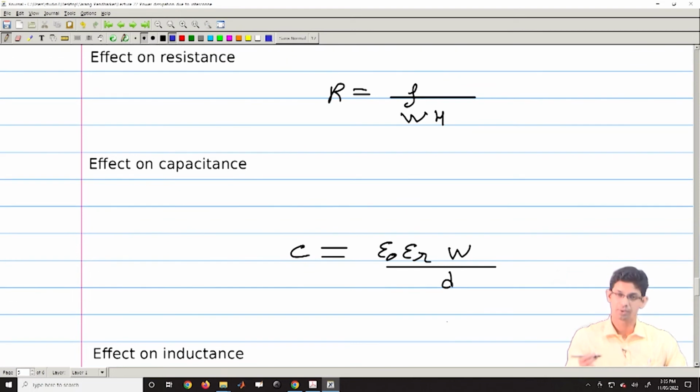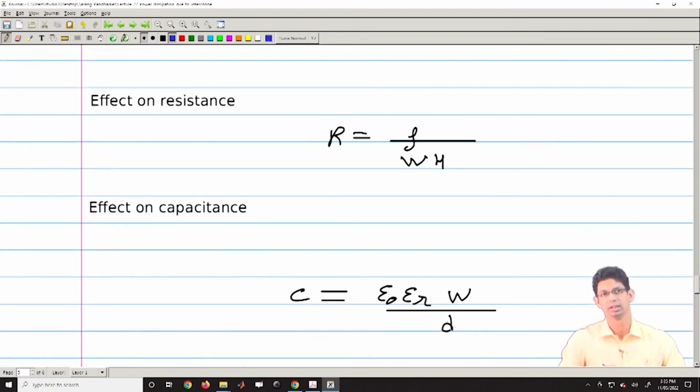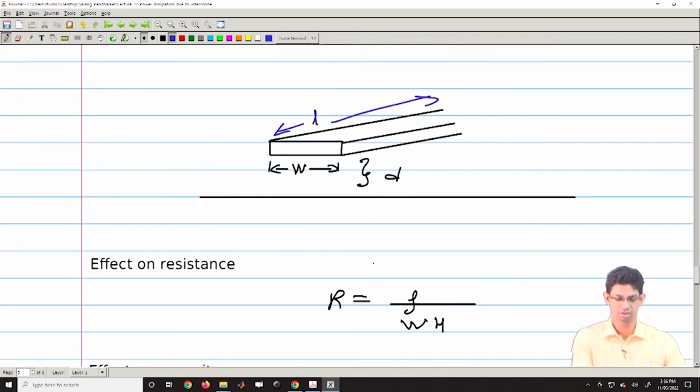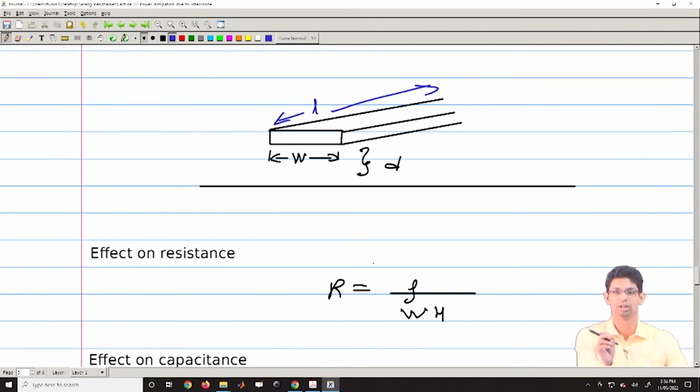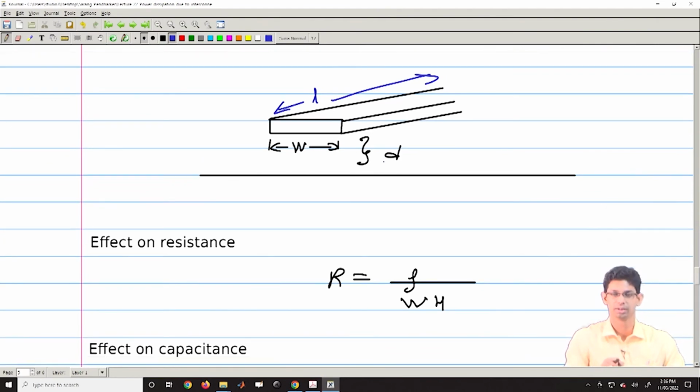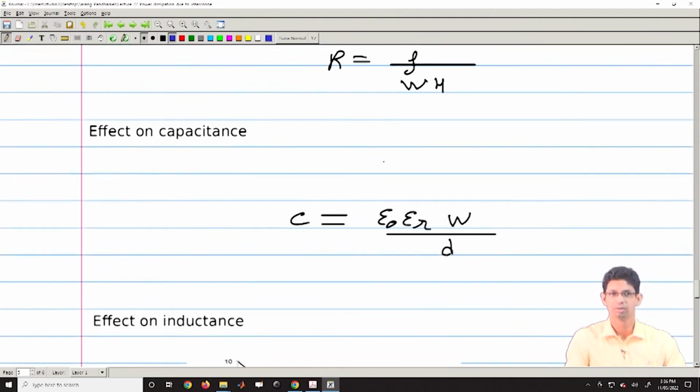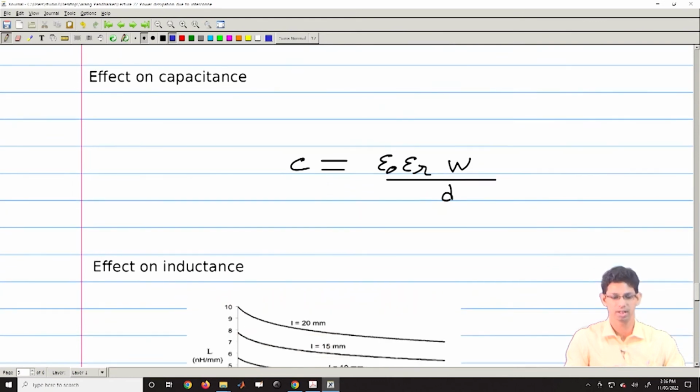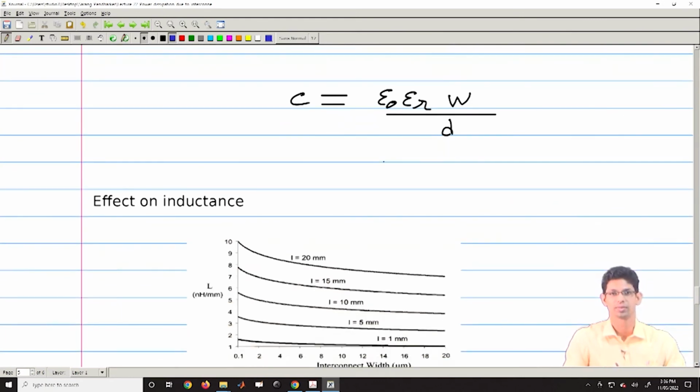If I had only an RC interconnect, then the delay would not matter. For this parallel plate approximation, R into C would come out to be constant, and I can't control the short circuit power dissipation with my width. However, what we have is a more complicated scenario where there is an inductance.